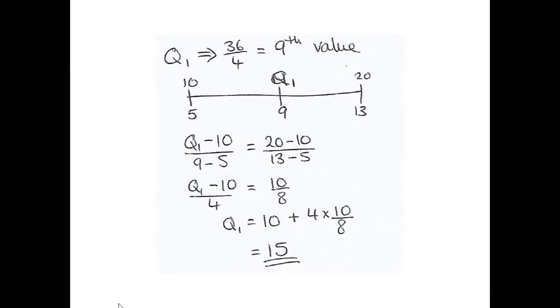So Q1, this time I normally do, I don't know why I did it in the video, but normally I put the Q1 or M or whatever it is I'm finding on the top of the line. So Q1 I put top of the line, which means that 10 and 20 are the values that go on either side. And the 5, 9 and 13 are our cumulative frequencies. So we've got our heights here and our cumulative frequencies here. We do Q1 minus 10, 9 minus 5, 20 minus 10, 13 minus 5, and then work it out just like we did before.